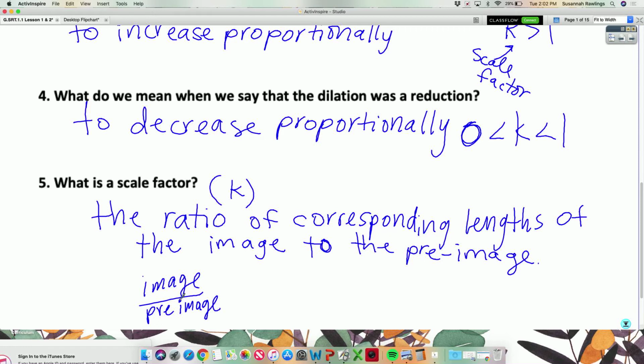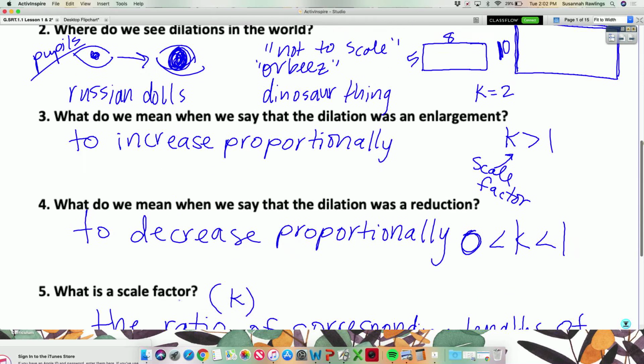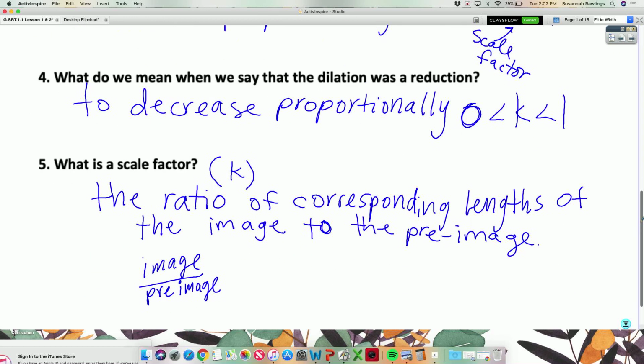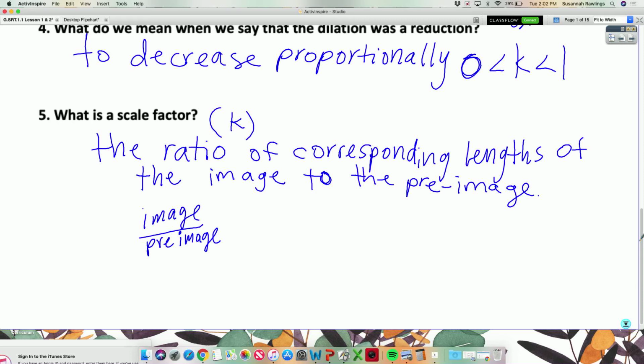The image over the pre-image. That's how we got our scale factor of 2. So 16 over 8 would give me a ratio, or the number 2. It can also be written in this format, or sometimes you'll see it with a colon. And we'll see examples of that.